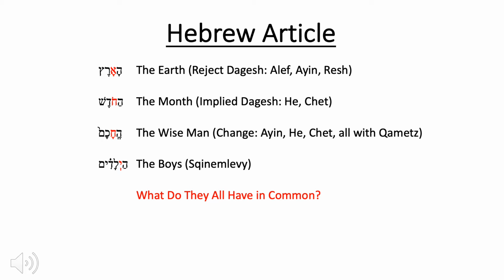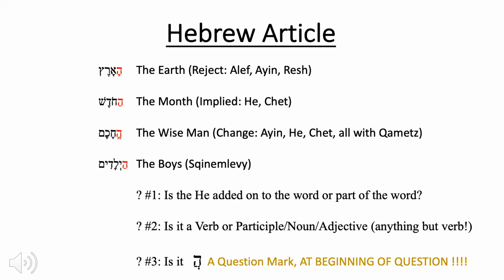What do all of these usages of the definite article have in common? Of course, it's the letter hey. So rather than memorizing all the possible vowels that could appear under the letter hey, let's learn simply three questions. First, is the letter hey added on to the word or part of the word? Vocabulary here helps. If the hey is extra, we need to ask if the word the hey is prefixed to is a finite verb. If the answer is yes, this is not a definite article, because you cannot have an article on a verb.